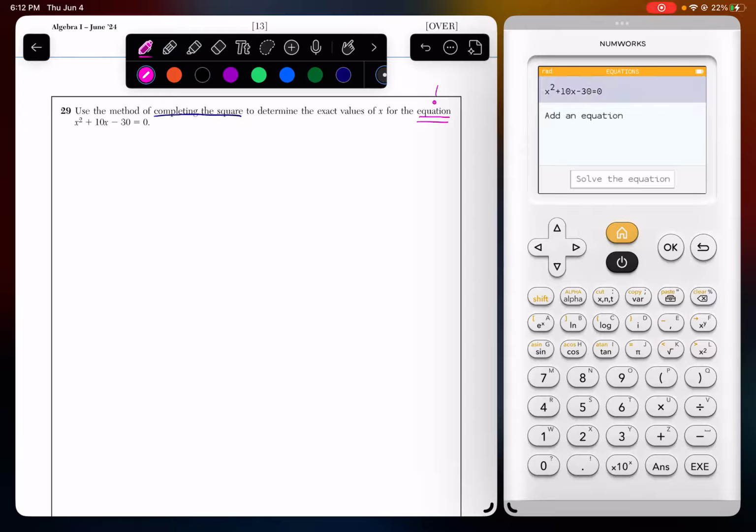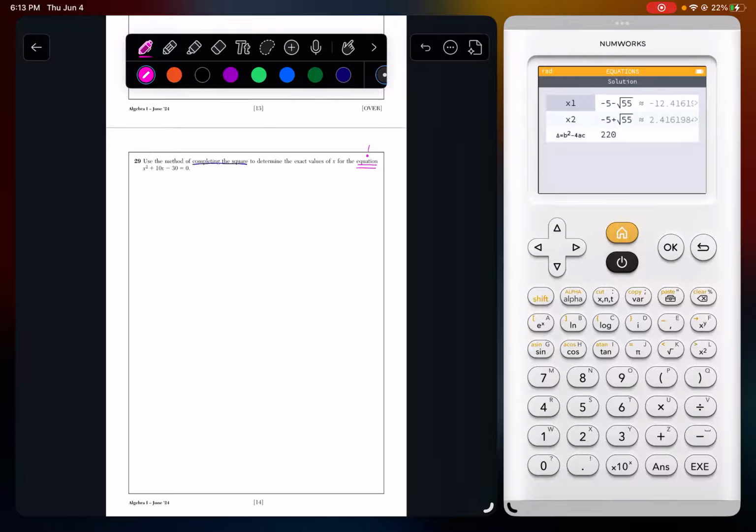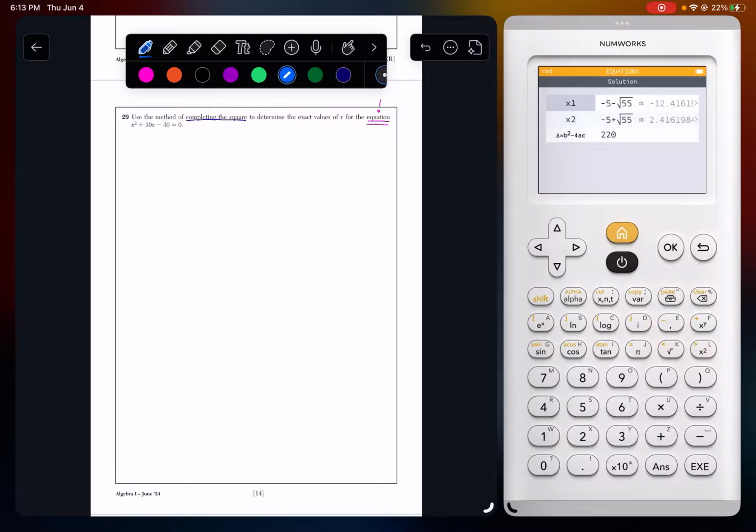So I can put this equation into the equations app. I can click solve this equation and it's going to tell me my two final solutions. What's nice about this is sometimes in more complicated algebra, we feel like we are finished before we have actually completed the job. So I can say one of my solutions, so x1 is -5 minus radical 55. The other solution is -5 plus radical 55.